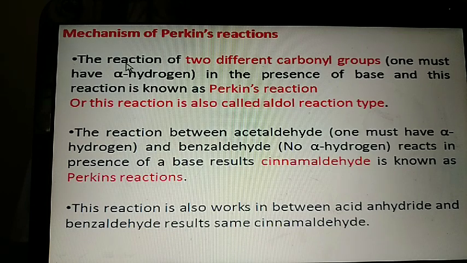So Perkin's reaction: in this reaction, of two different carbonyl groups, one must have alpha hydrogen, in the presence of base, and this reaction is known as Perkin's reaction, or this reaction is also called an aldol type reaction. The reaction between acetaldehyde and benzaldehyde: one must have an alpha hydrogen and the other no alpha hydrogen, reacting in the presence of a base. The benzaldehyde does not have alpha hydrogen, and the acetaldehyde has alpha hydrogen. The mixing of acetaldehyde and benzaldehyde gives a Perkin's reaction, and the product is cinnamaldehyde. The reaction also works between acid anhydride and benzaldehyde, giving the same cinnamaldehyde product.